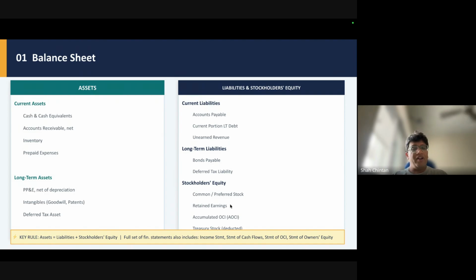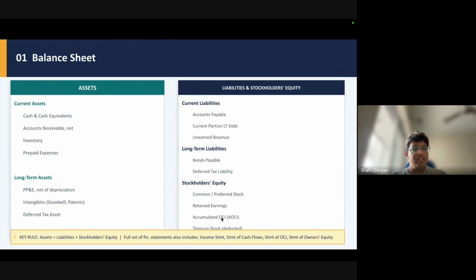And you have retained earnings. This is nothing but your reserves and surplus. You have opening retained earnings, plus an adjustment to the opening retained earnings. You get net opening retained earnings, plus profit for the period, minus any dividends or distribution, and you get closing retained earnings.